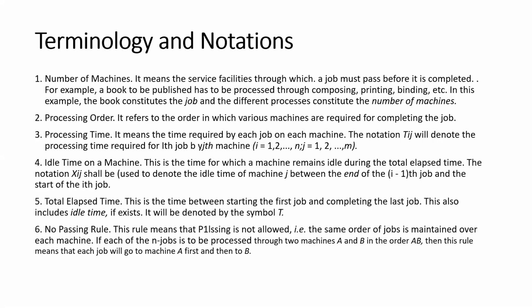No passing rule. This rule means that passing is not allowed. That is, the same order of jobs is maintained over each machine. If each of the n jobs is to be processed through two machines, A and B, in order AB, then this rule means that each job will go to machine A first and then machine B.